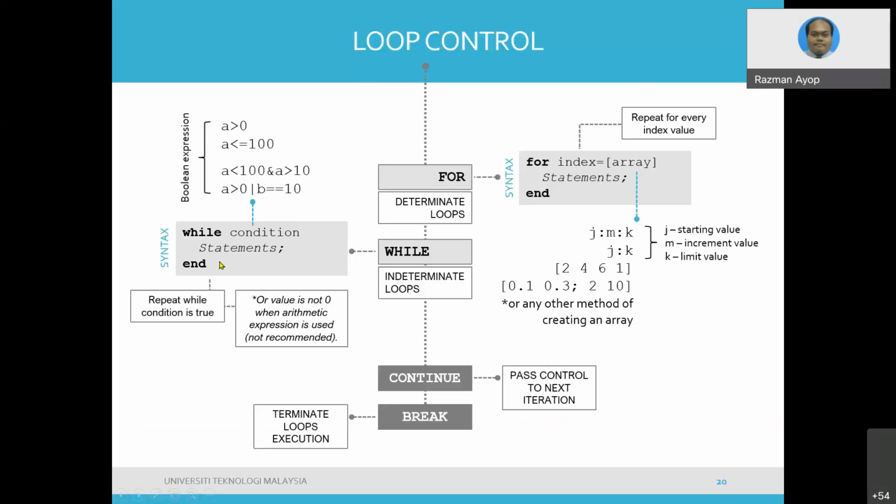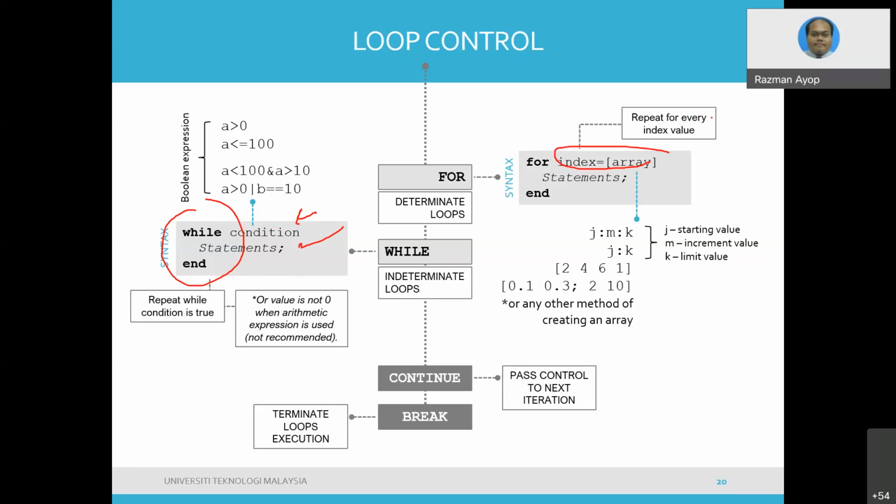Okay, control loop. The first thing you can see here is you can either have while, with the statement here, and this is the condition. As long as the condition is true, it will repeat again and again. So that is while, if you use while for repetition. But if you use for, it is based on index, instead of a condition.